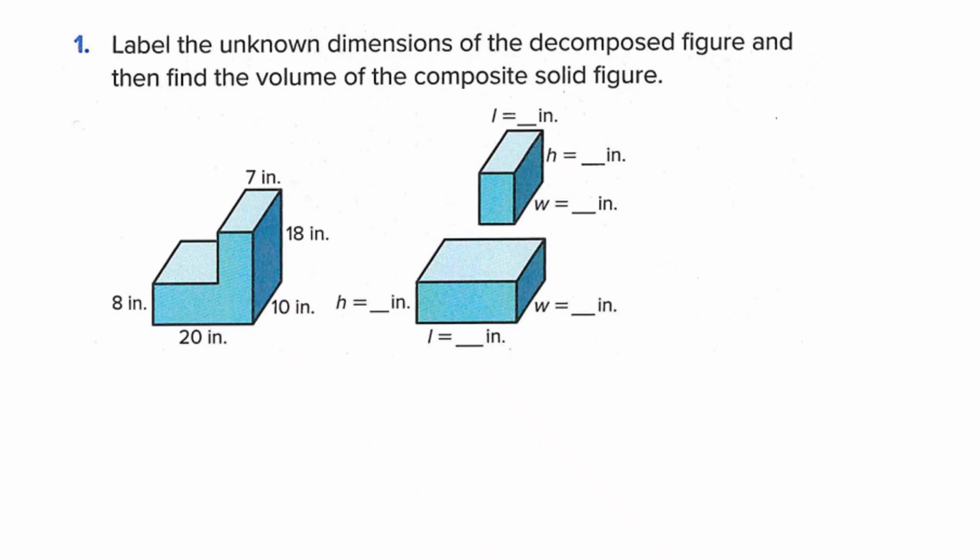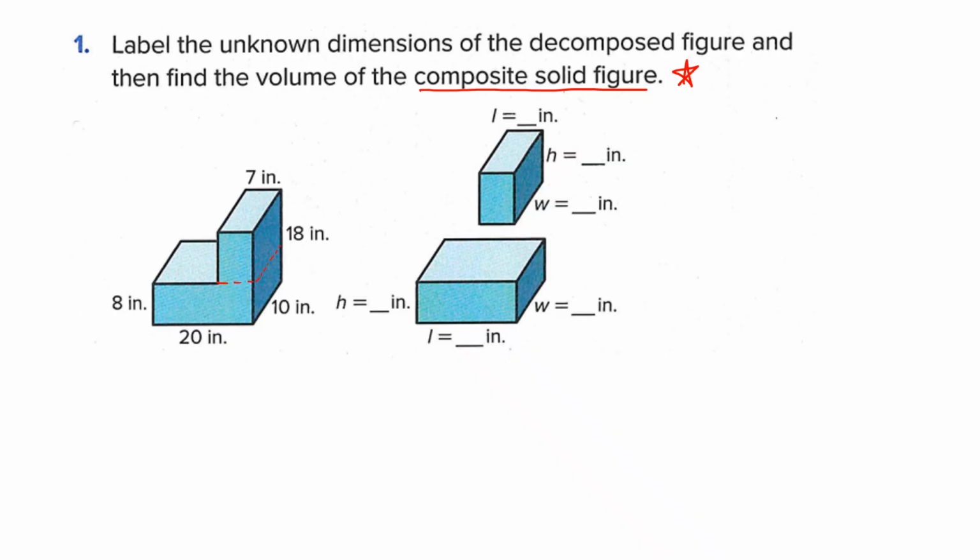Okay, so let's solve this question. Label the unknown dimensions of the decomposed figure and then find the volume of the composite solid figure. And this is a very important question because it is from the topic composite solid figure. That means we are going to break this big composite solid figure in two parts, find both volumes, and then add to give the answer. So let's do it. If I break it from here, I'm drawing the red line. I cut it, like slicing into two parts.